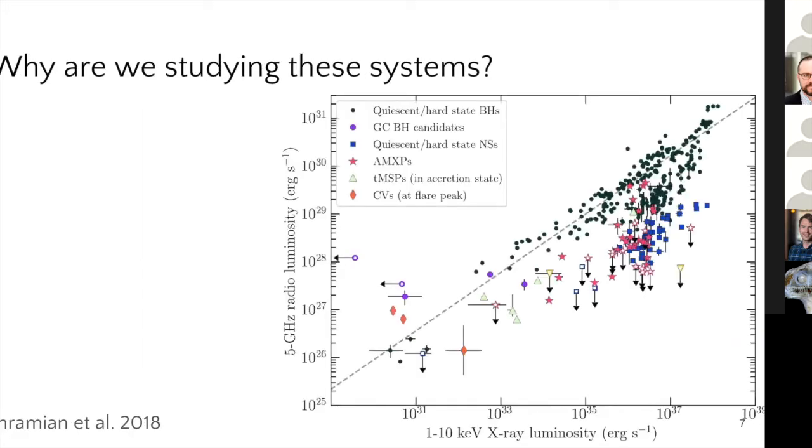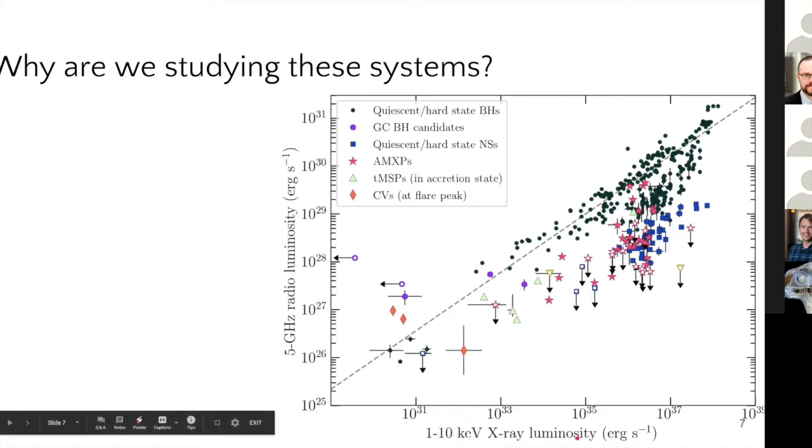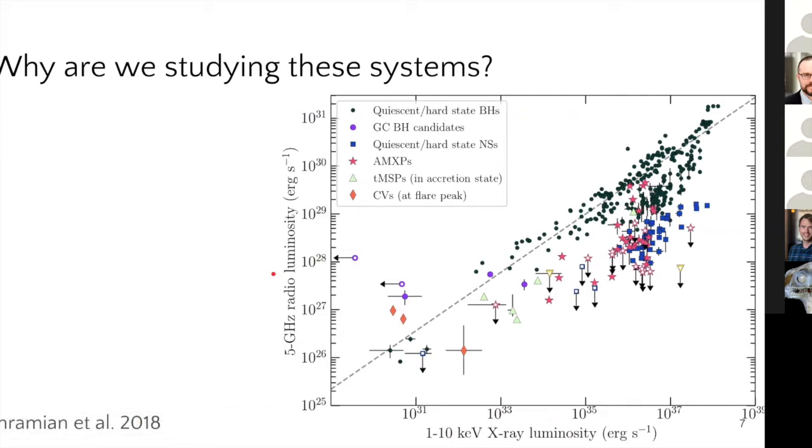So here on the right, I show you the radio X-ray correlation plane for accreting compact objects. So these include black holes, neutron stars, and also white dwarfs. On the x-axis, we have X-ray luminosity that again we use as a proxy for accretion flow. And then on the y-axis, we have radio luminosity that we use as a proxy for jets. And we use this correlation to understand the coupling between the accretion disk and the jet.